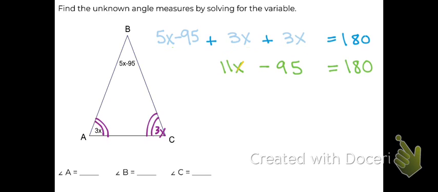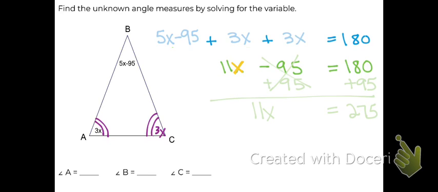Now I'm going to solve for the variable, start moving things around. I always like to move what's added or subtracted to the variable first. So I'm going to move that minus 95 by doing the inverse. I'm going to add 95 to both sides. Because minus 95 plus 95 is 0, so I'm left with 11x equals 275.